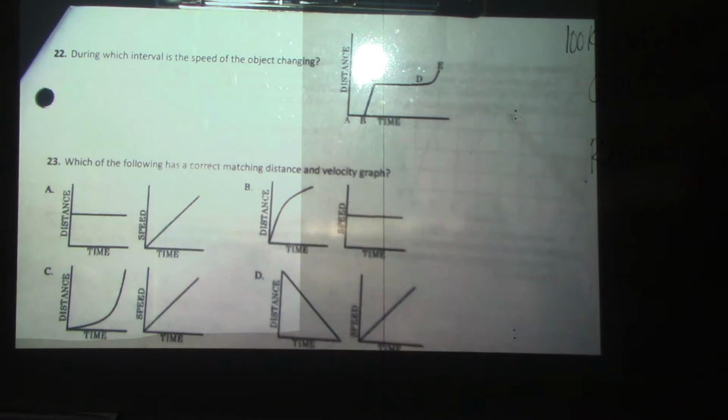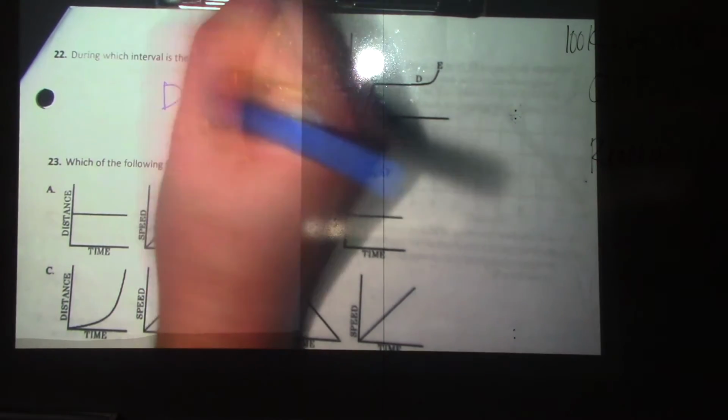Which of these intervals is the speed changing? We're looking at a distance or a position graph. So where it's curved is where the speed is changing, so that would be D to E.